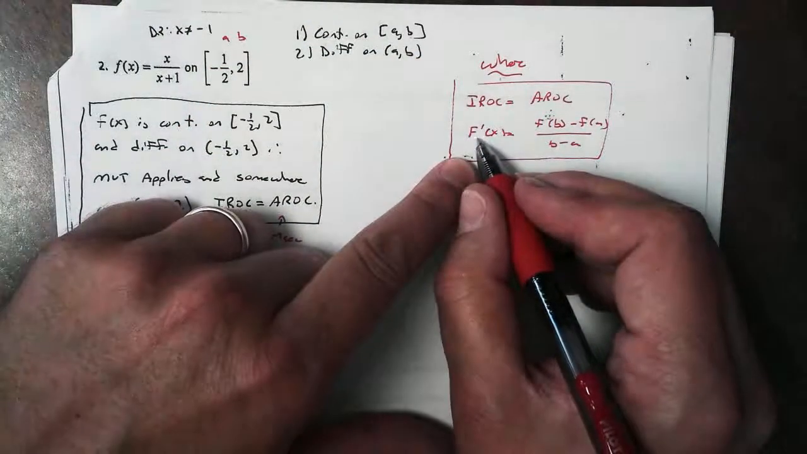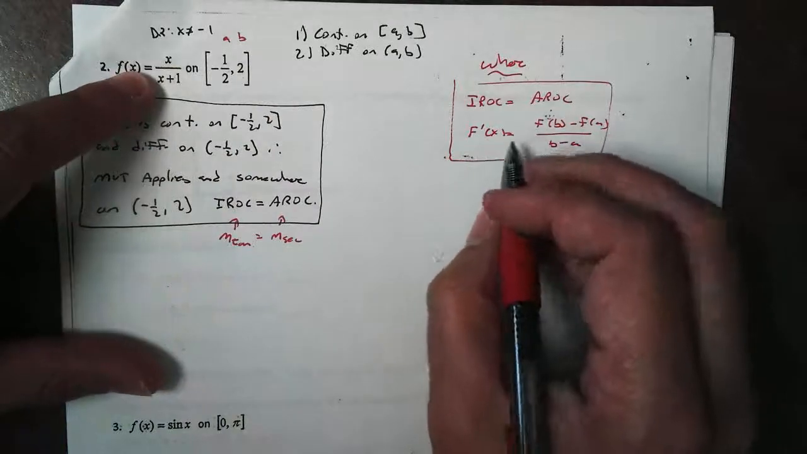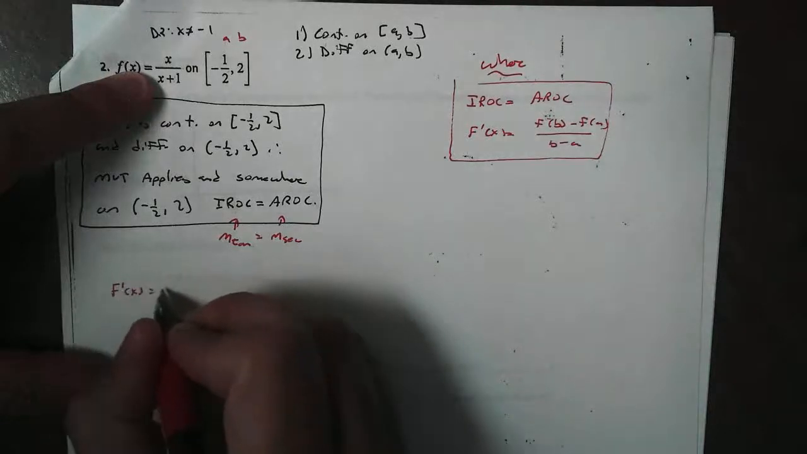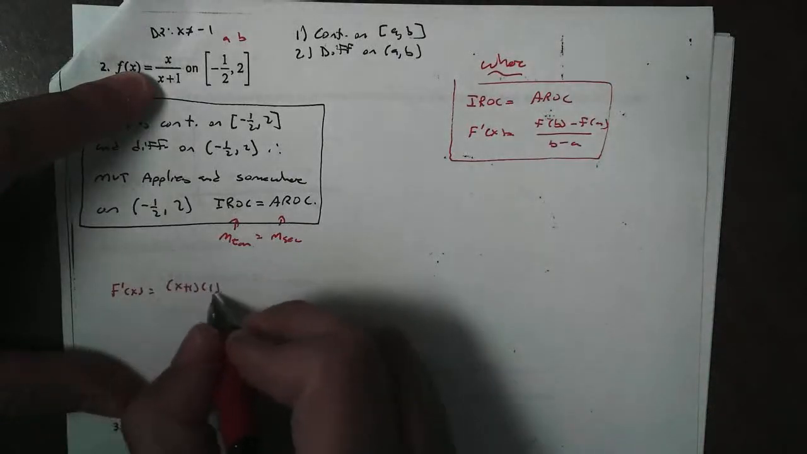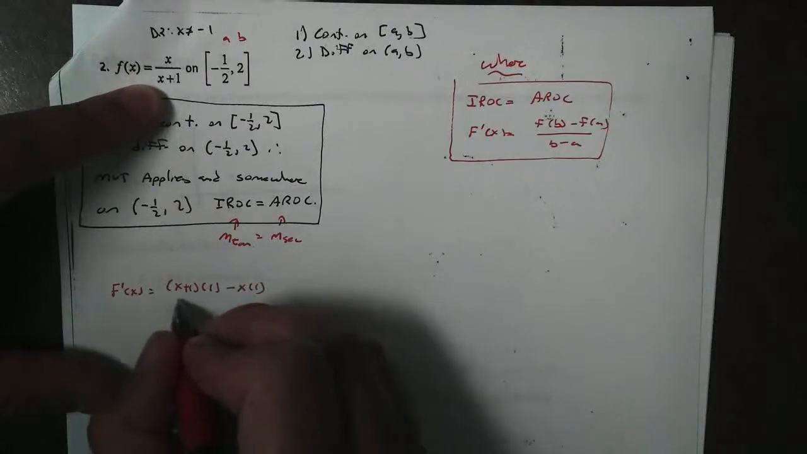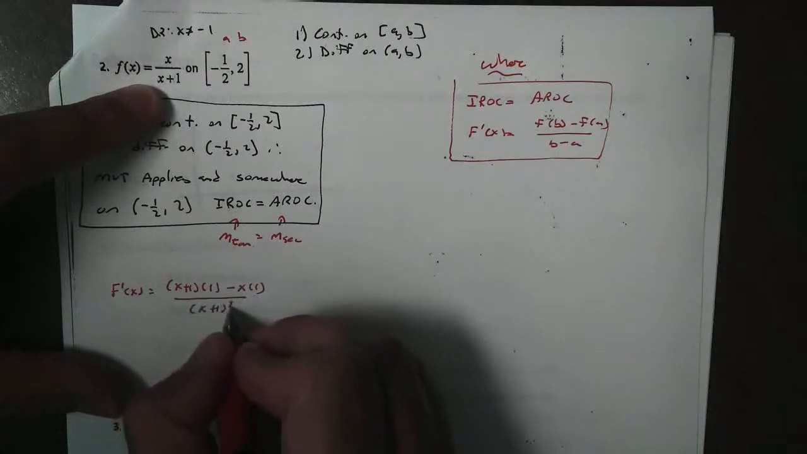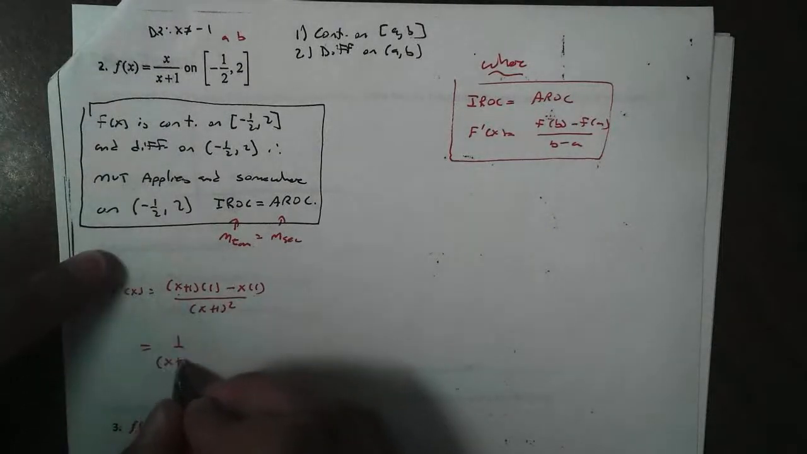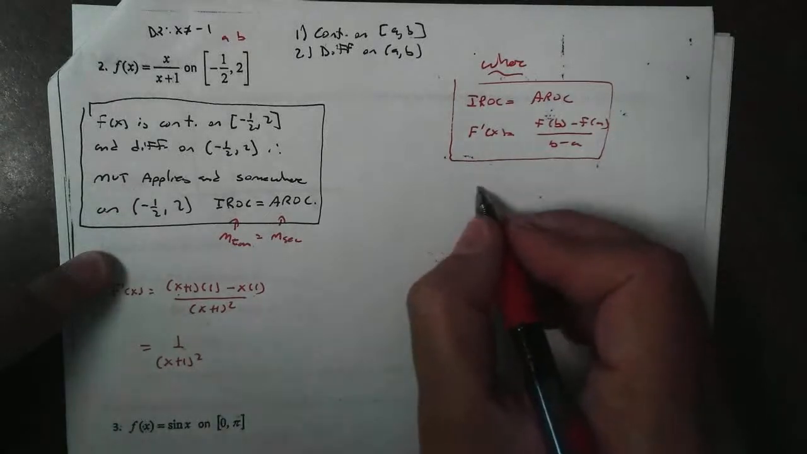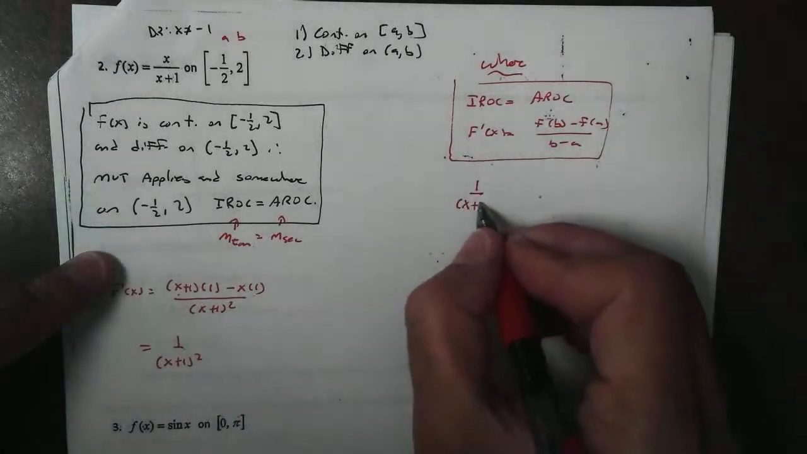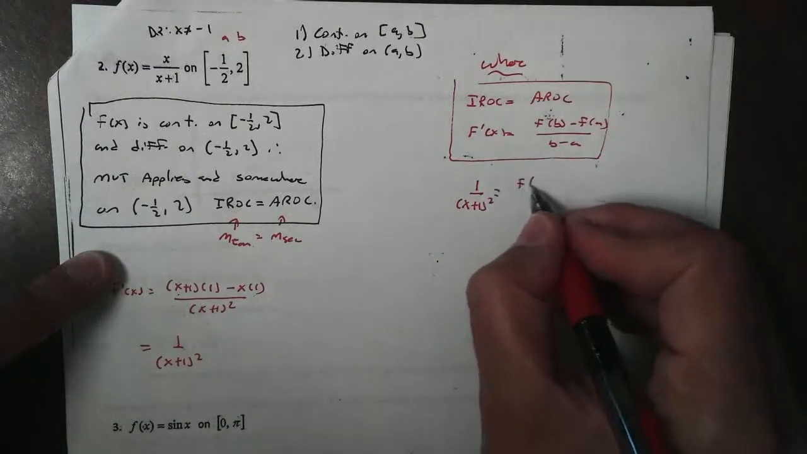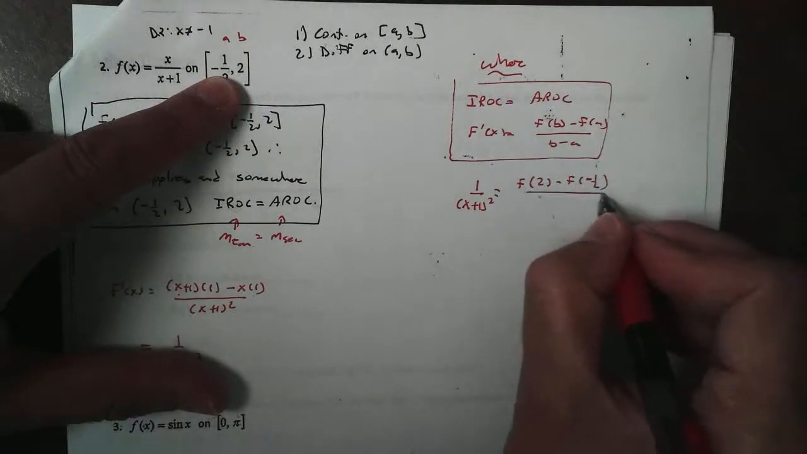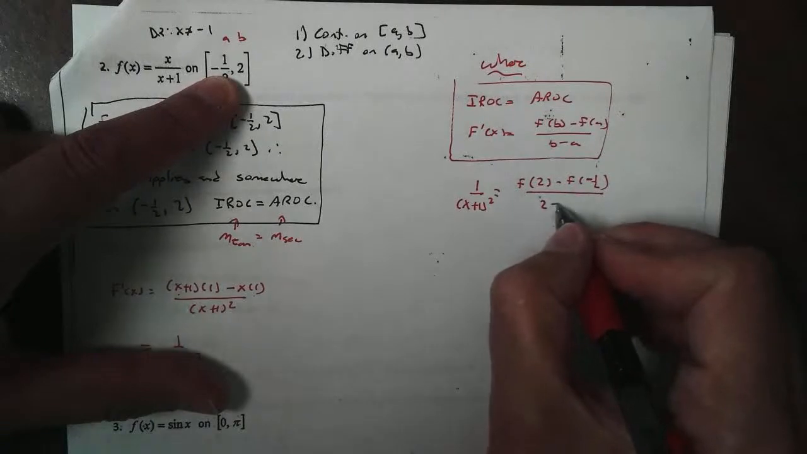So we're going to first take the derivative. Quotient rule. Don't be afraid. Use quotient rule. I'll do it off to the side here just for some space. We're going to get low d high minus high d low all over the bottom squared. And if you simplify that, oh look, the x's cancel, we just get 1 over x plus 1 squared right there. So that's what this becomes. 1 over x plus 1 squared equals f of b, which is 2, minus f of a, which is -1/2, all over 2, that becomes plus 1/2.